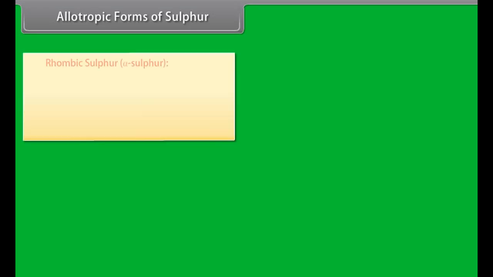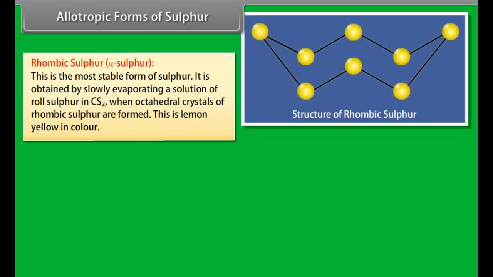Allotropic forms of sulfur. Rhombic sulfur. This is the most stable form of sulfur. It is obtained by slowly evaporating a solution of rolled sulfur in CS2, when octahedral crystals of rhombic sulfur are formed. This is lemon yellow in color.